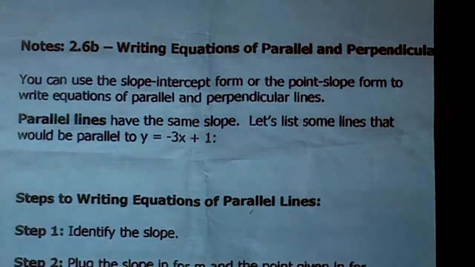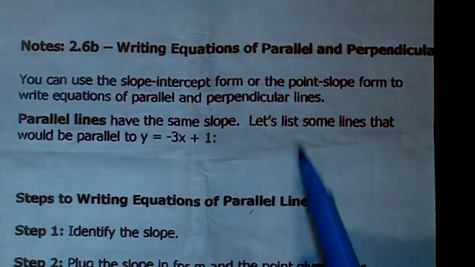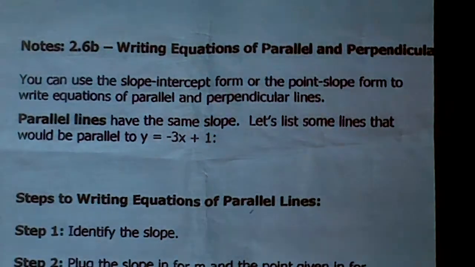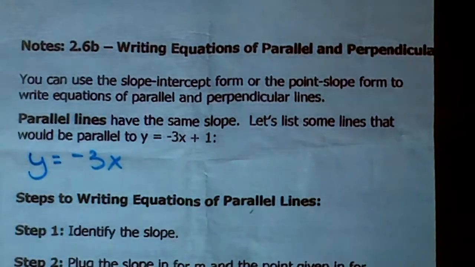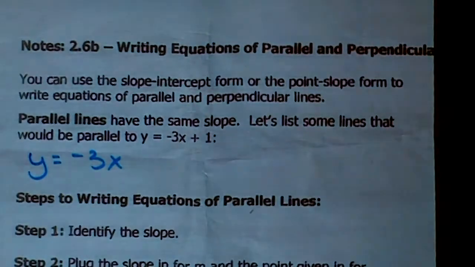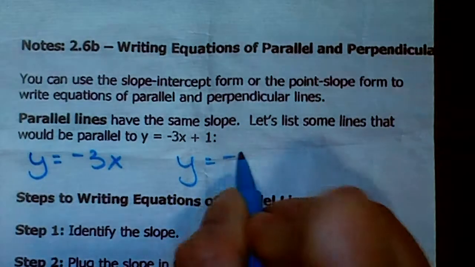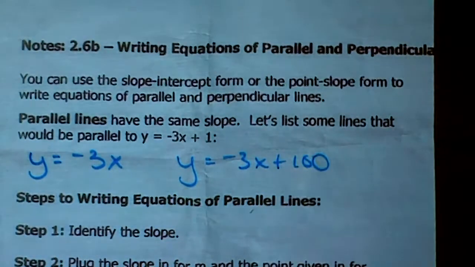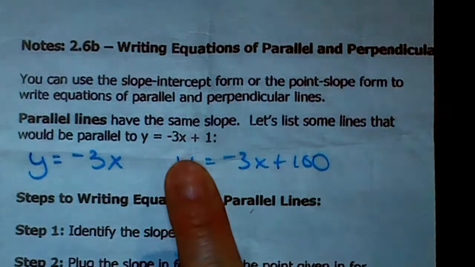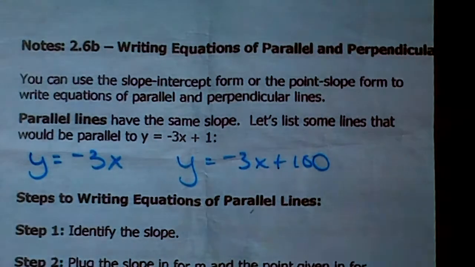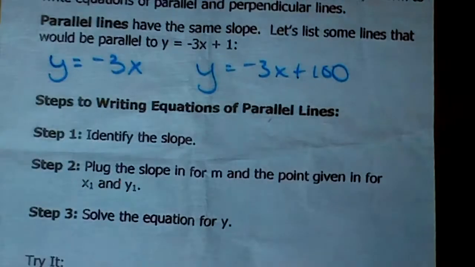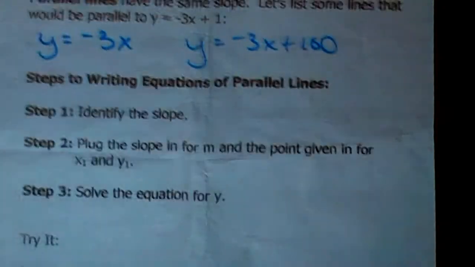And like I just said, parallel lines have the same slope. So I asked you to list some lines that would be parallel to y = -3x + 1. In this section, you can basically list any line that has the same exact slope. So I can say y = -3x. I could say y = -3x + 100. I could say anything I want except for y = -3x + 1 because those wouldn't be parallel. They would be right up on top of one another and all their points would cross. So that's not parallel.